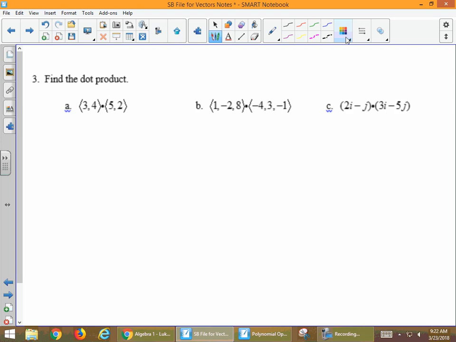The thing to be careful about if you have i's and j's is to look for a k. If you have a k in one, it's 0 in the other. So you can still find the dot product. If you had an i, j, and then a k, you would want to make sure that you treat the other vector as a 0 in that z direction.